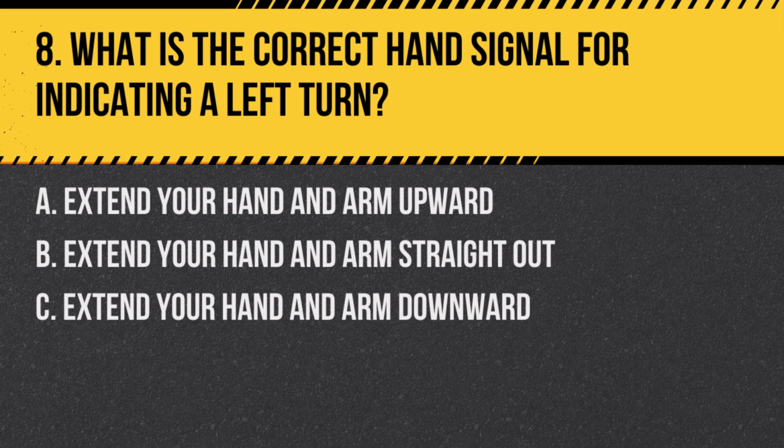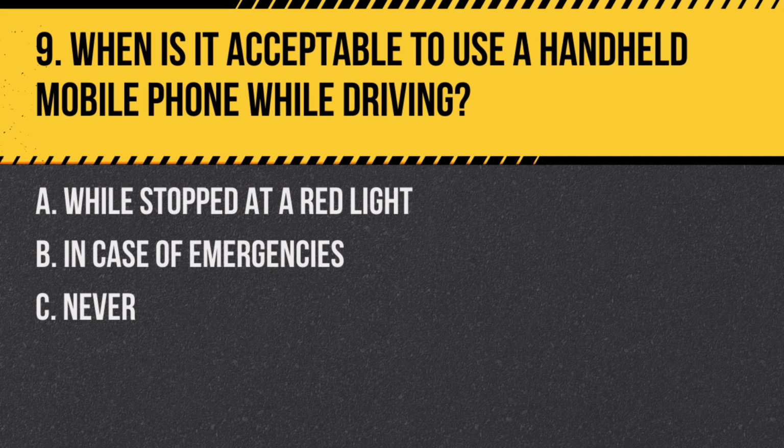Question 8. What is the correct hand signal for indicating a left turn? A. Extend your hand and arm upward. B. Extend your hand and arm straight out. C. Extend your hand and arm downward. Answer. B. Extend your hand and arm straight out. The correct hand signal for indicating a left turn is to extend your hand and arm straight out from the side of your vehicle.